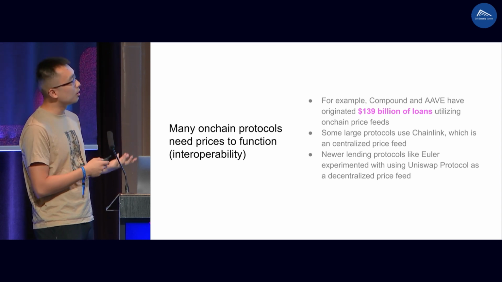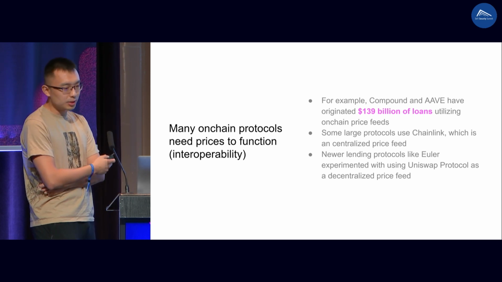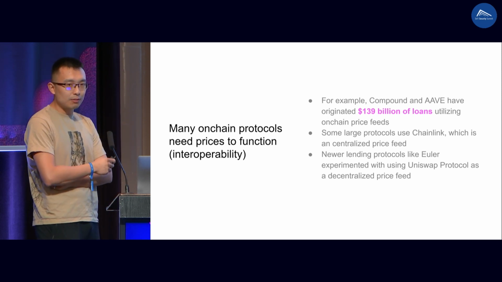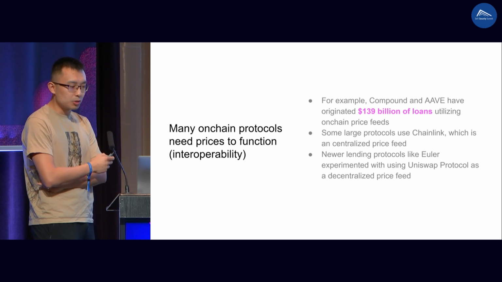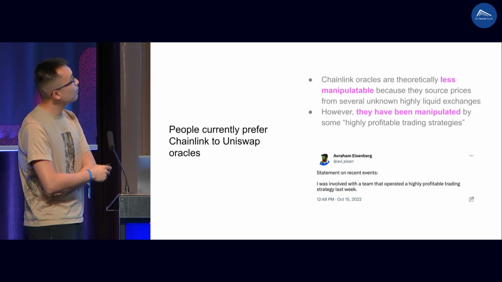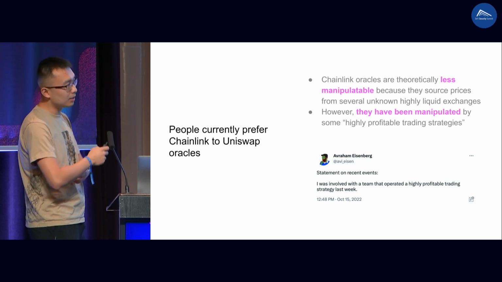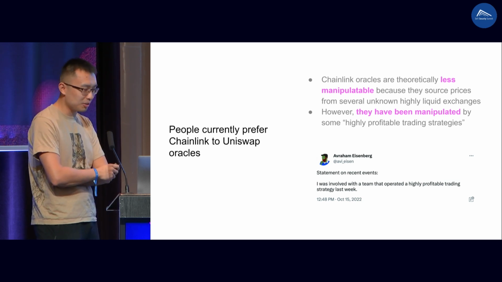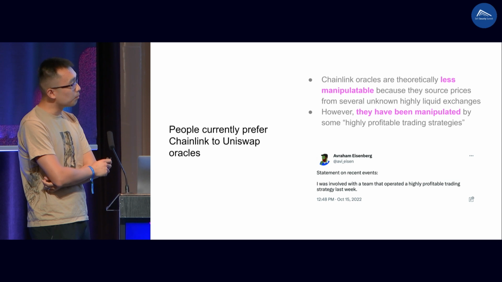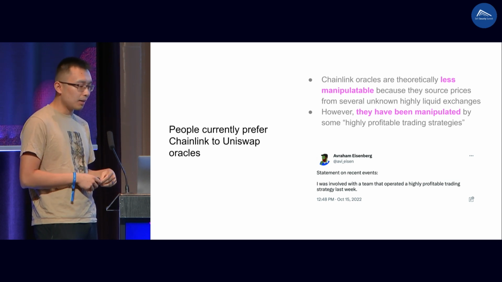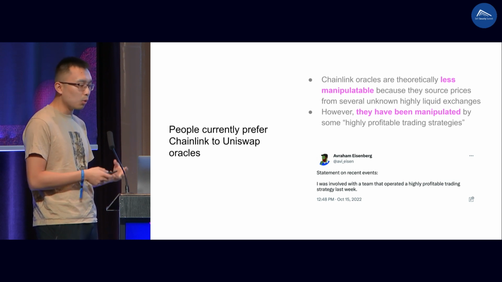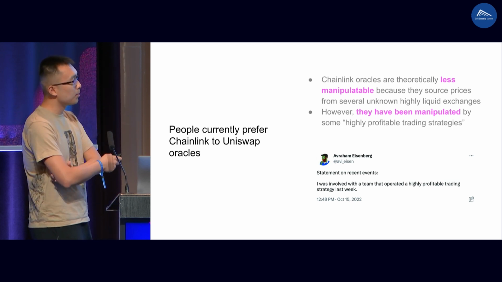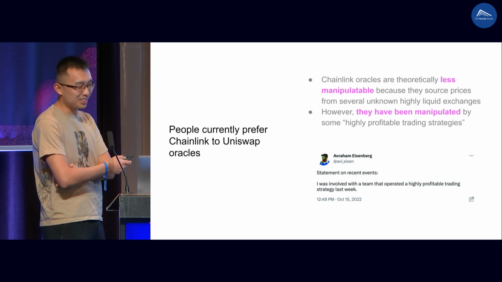And then there are newer lending protocols like Euler, who experimented using Uniswap protocol as a decentralized price feed. But they did switch to Chainlink after Ethereum's switch to proof of stake, which I'll talk about why. But even Chainlink is not 100% safe. And we have seen highly profitable trading strategies executed against it, mostly because for some pools there are only a few venues, so the price feed can only come from certain areas. And if you manipulate the entire market, then there's no way of being manipulation resistant because there's no other source of truth.